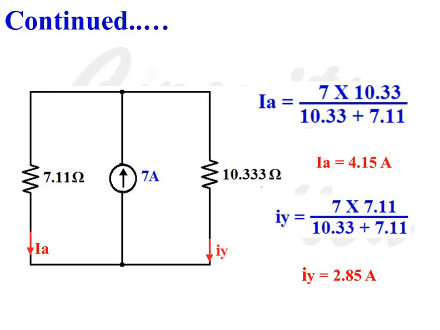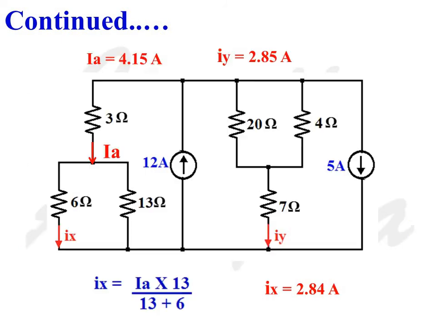Similarly, we can write Iy is equal to 7 into 7.11 the whole divided by 7.11 plus 10.33. So we will get Iy is equal to 2.85 ampere. So now we have the values of current Ia and Iy. So this is the given diagram. Ia is the current flow through 3 ohms resistance and Iy is the current flow through 7 ohms resistance.